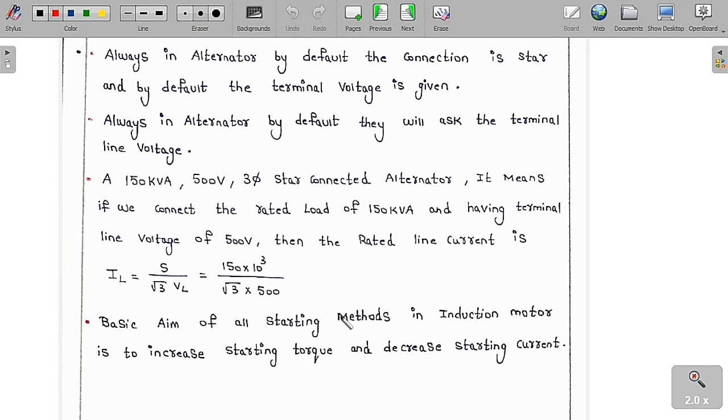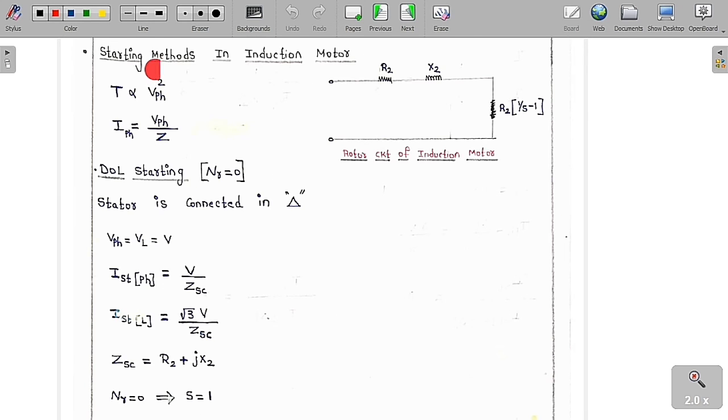Now we will discuss some more about the different types of starting methods in the induction motor, and then we can see an in-depth analysis of the starting methods. Now we are going to discuss in a detailed manner the different types of starting methods in induction motor.